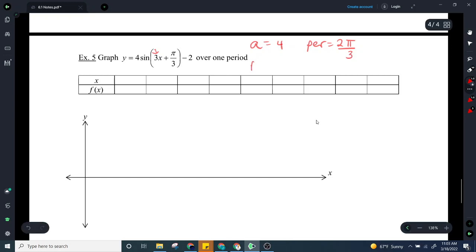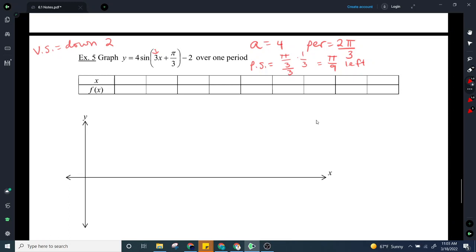The phase shift is C over B. So C is pi over 3 over B, which is 3 again. So when you flip that, multiply by 1/3, I get a phase shift of pi over 9. And this is going to be to the left. It's got a vertical shift of down 2 units.